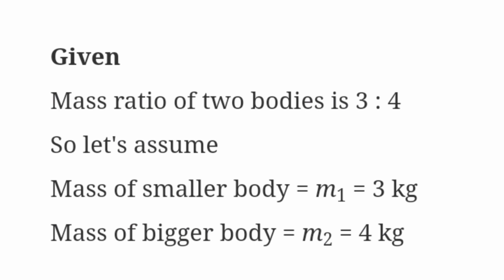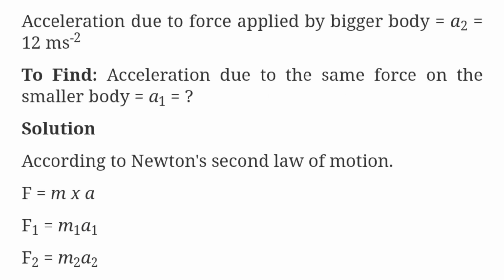Mass ratio of two bodies is 3:4. So let's assume mass of the smaller body m1 is equal to 3 kilograms, and mass of the bigger body m2 is equal to 4 kilograms. Acceleration due to force applied on the bigger body, A2, is equal to 12 m/s². To find: acceleration due to the same force on the smaller body, A1, is equal to question mark. Solution: according to Newton's second law of motion, F is equal to m into a. F1 is equal to m1 A1, F2 is equal to m2 A2.